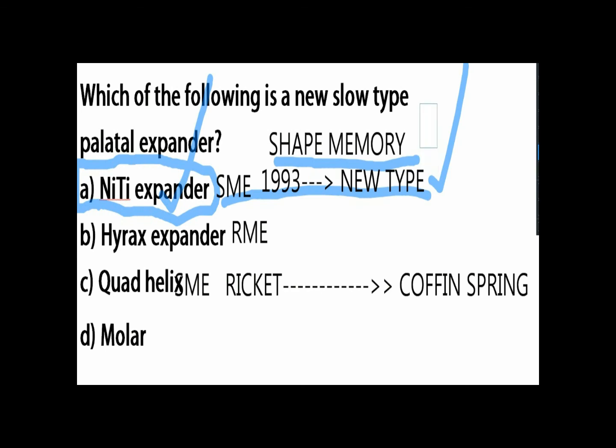Now another thing that you have to remember is that a continuous force of 230 gram to 300 gram is used in the Nitinol expander. Second question, it is available in 8 intermolar widths ranging from 26 to 47 mm. Third question, it is based on shape memory and super elasticity of Nitinol. Now the fourth question that can be asked in your entrance exam: it has the capacity to rotate, upright, distalize and expand the anterior and posterior arch.